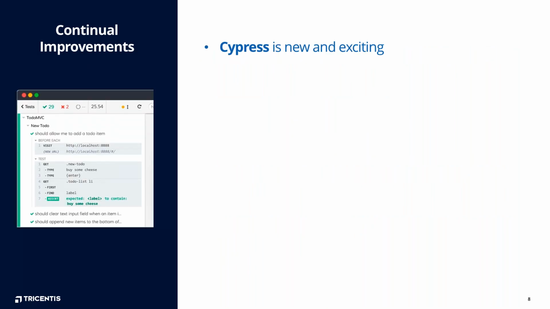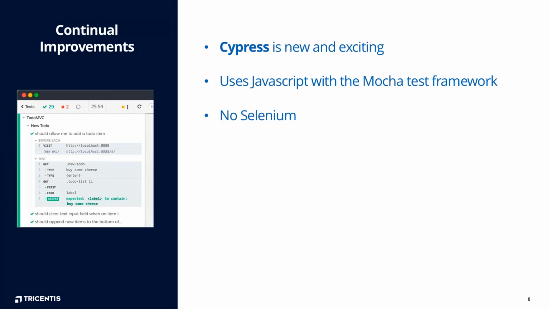All right, next up, Cypress. This is kind of, I'll say, the new hotness for what I keep hearing. A lot of our customers are coming to me and saying, hey, do you support Cypress in the TryCentos toolset? I'll say, yes, we do. It's new and it's getting a little more traction. We support it at TryCentos because it's just JavaScript, and it uses the Mocha test framework, which is a very popular JavaScript test framework. It does not use Selenium.